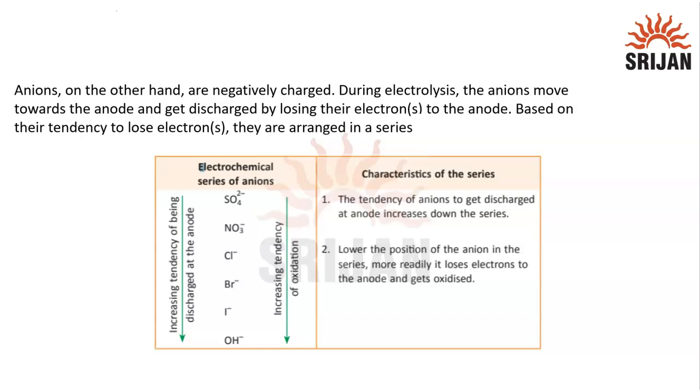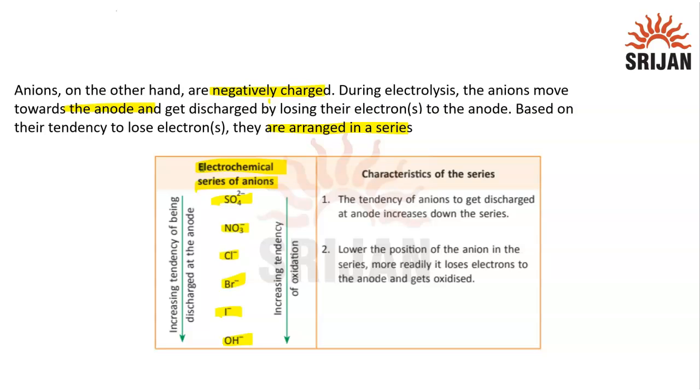Now let's talk about anions. Anions are negatively charged. During electrolysis, anions move towards the anode and lose electrons there. Based on the tendency to lose electrons, again we have a series, the electrochemical series of anions, where we can see the tendency of being discharged at the anode. So the hydroxide ion has the maximum tendency, then iodide, then bromide, then chloride, nitrate, and then the sulfate ion.